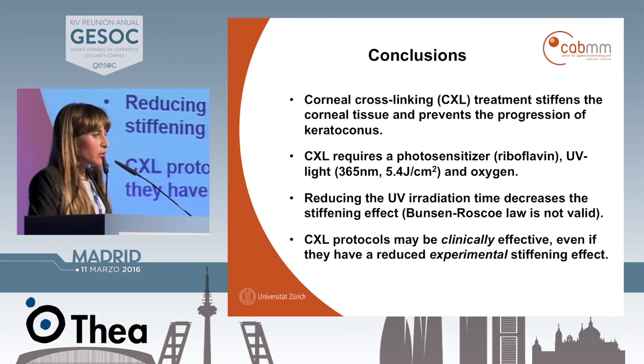And so in conclusion, we can say corneal cross-linking treatment stiffens the corneal tissue and prevents the progression of keratoconus. Cross-linking requires a photosensitizer, in this case riboflavin, UV light, and oxygen. And reducing the UV irradiation time decreases the stiffening effect. This means the Bunsen-Roscoe law is not valid. And cross-linking protocols may be clinically effective, even if they have a reduced experimental stiffening effect.